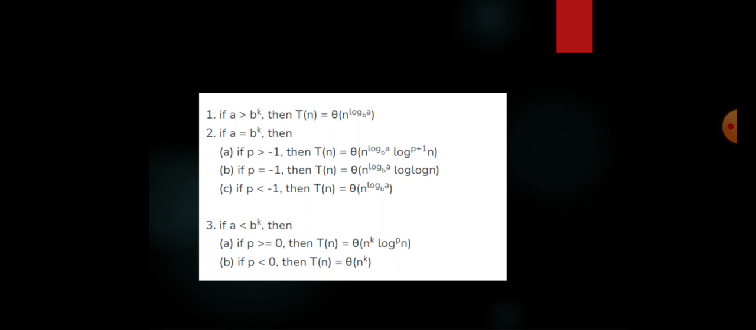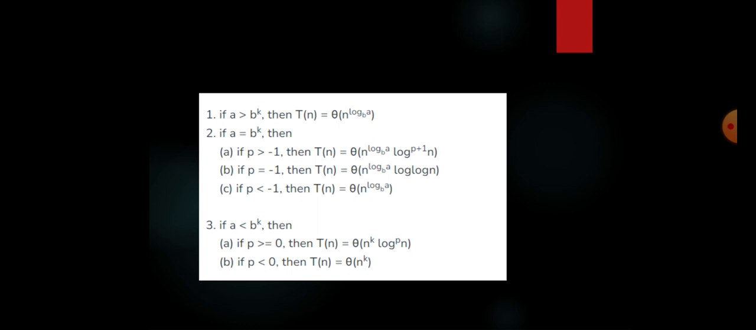Next, when you apply Master's method, what are the conditions? If a is greater than b^k, then T(n) is big O of n^(log_b a). If a is equal to b^k, then if p is greater than -1, T(n) is big O of n^(log_b a) into log^(p+1) n. If p is equal to -1, T(n) is theta of n^(log_b a) into log log n. If p is less than -1, then T(n) is big O of n^(log_b a).